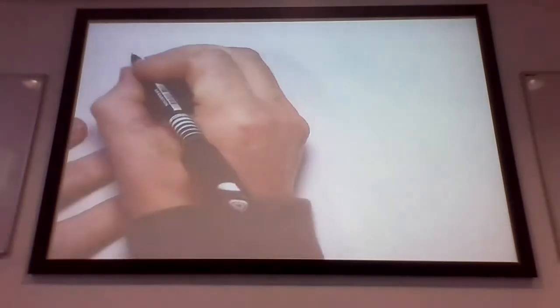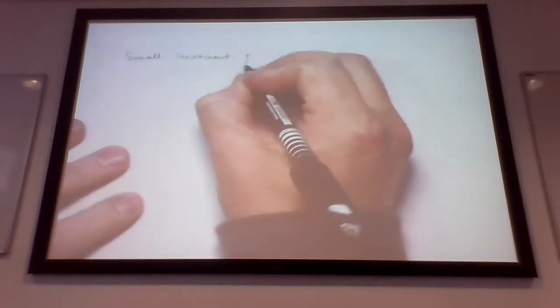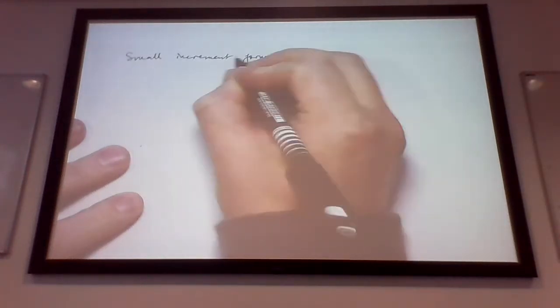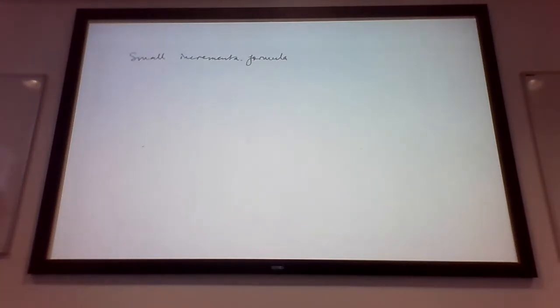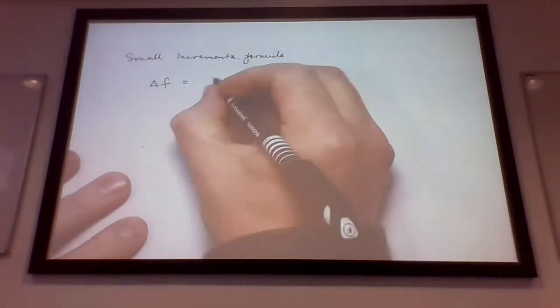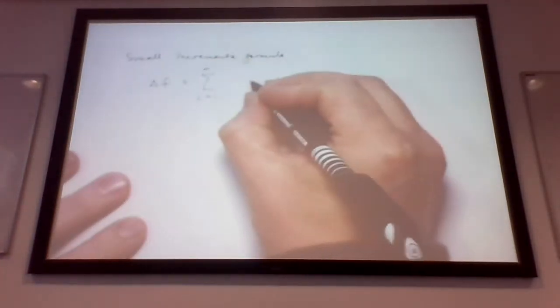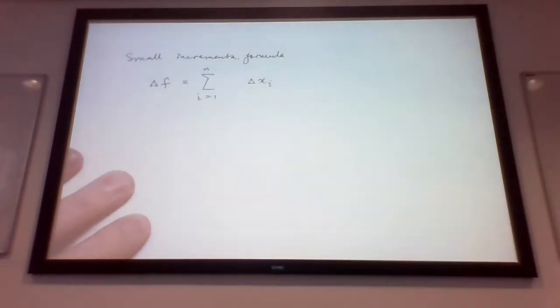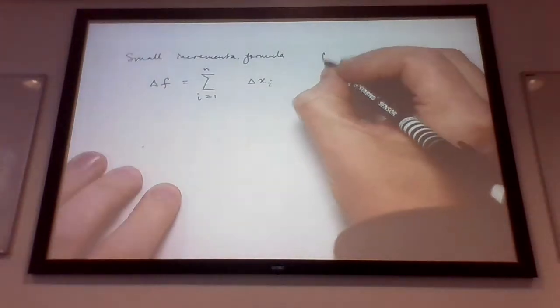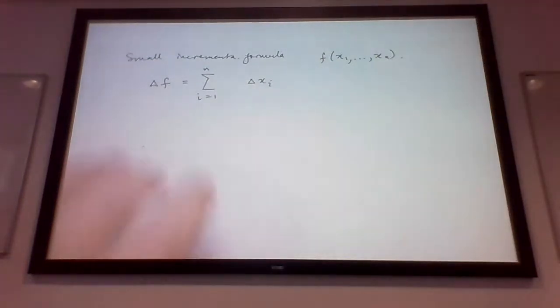So where are we? We've gotten to this stage where we have the small increments formula. And the small increments formula gives us the change in value of the function as a linear combination of the changes in value of the variables that the function depends on. This is where we have f as a function of n variables x1 up to xn.